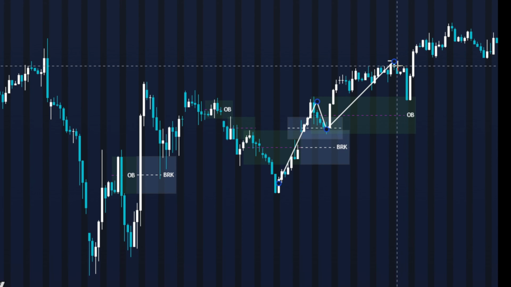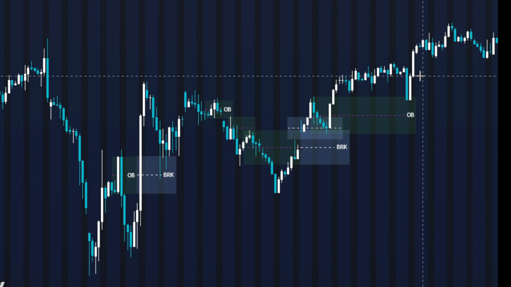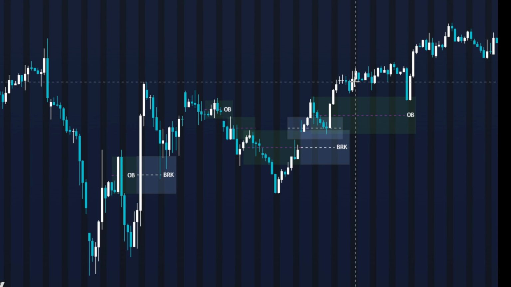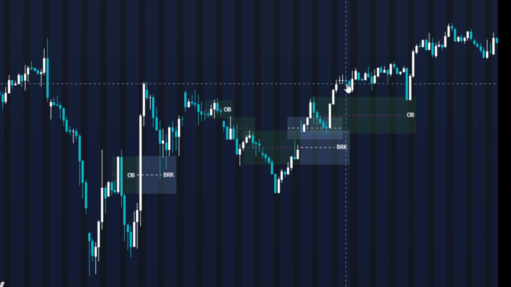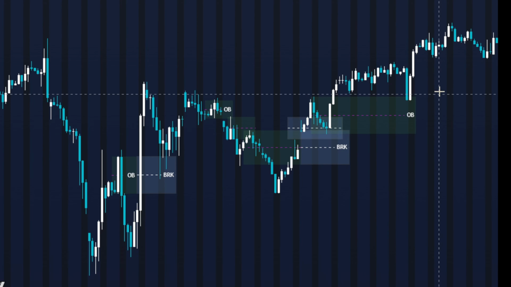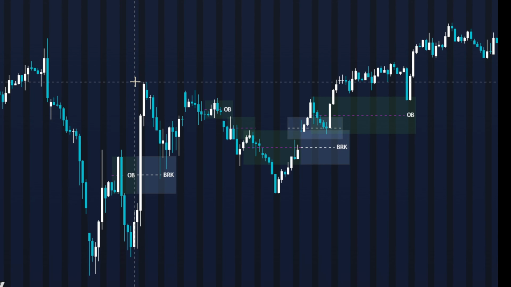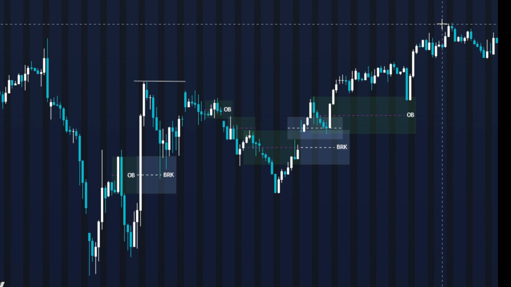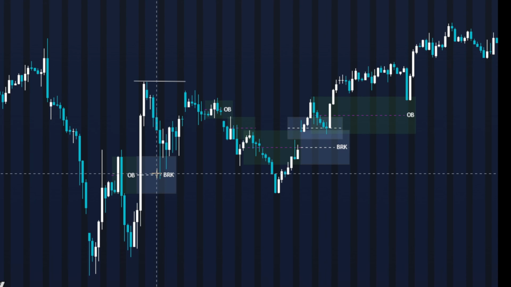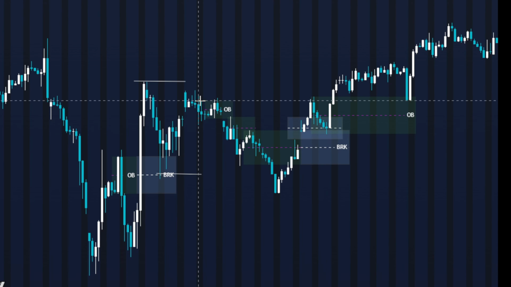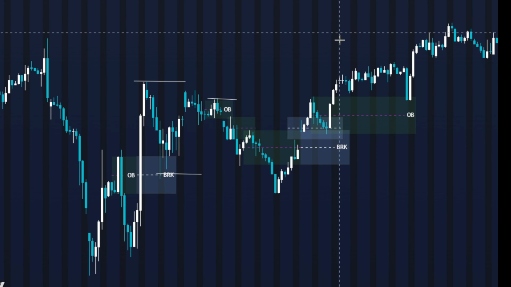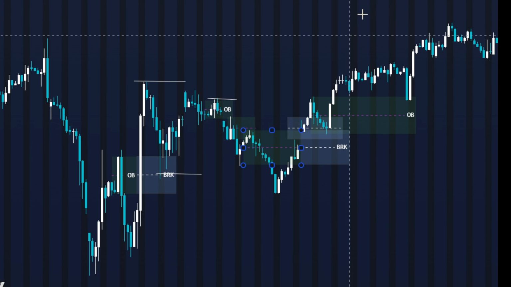A lot of new beginner traders will be marking out every single down close candle or consecutive down close candles and viewing them as a water block. That's very, very wrong. You must identify a clear high and a clear low. So here you can see a high, a low, right? And then here you have a high, a low.